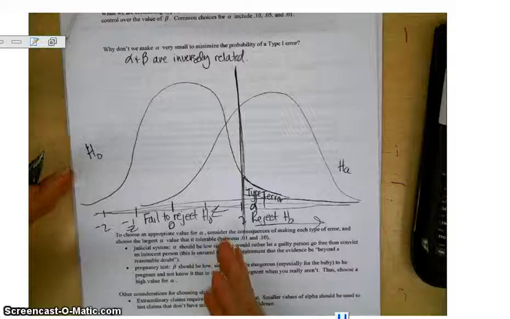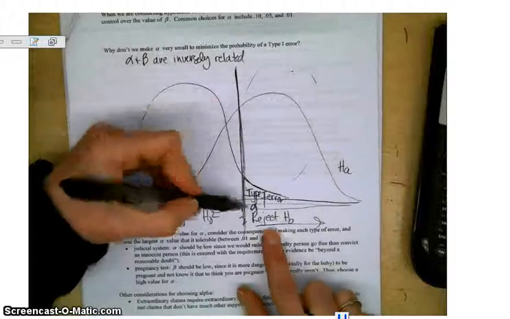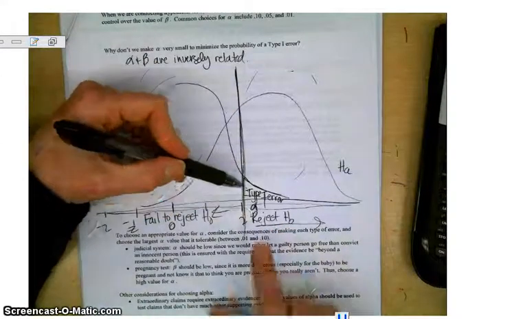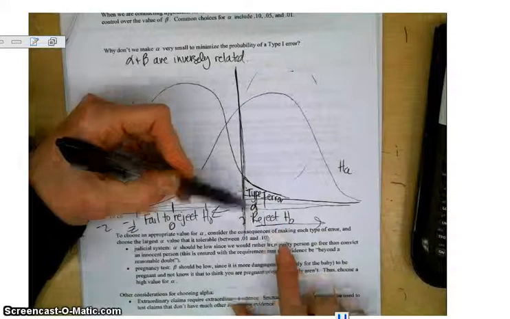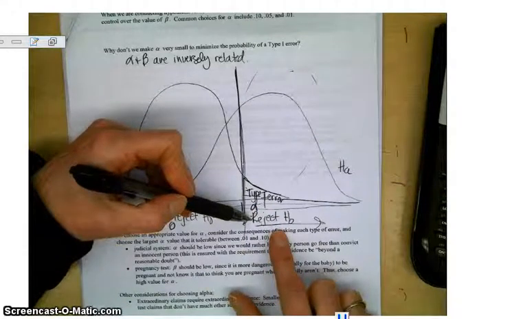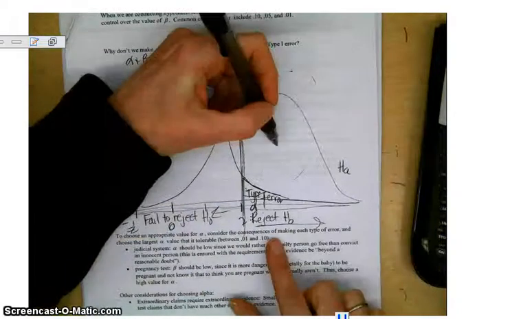Remember, probabilities are areas under the curves, right? Areas under the curves. Now everything over on this side of the graph is rejecting the null. So if I reject the null but it's actually true, that's a mistake. But I could also reject the null when I should have. If I reject the null when I should have, that's okay. That's a good thing. So that's this up here.